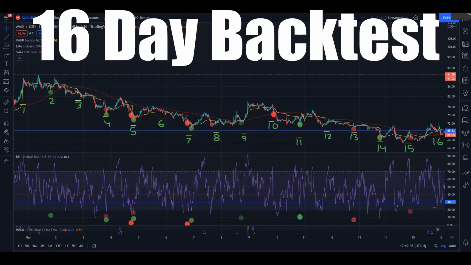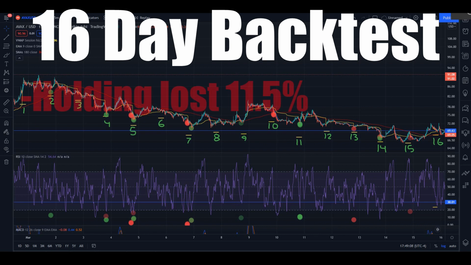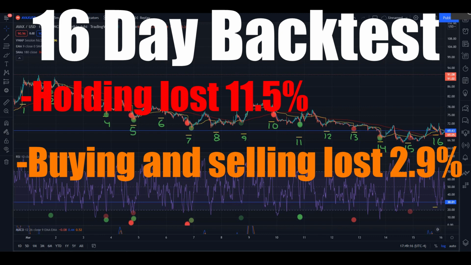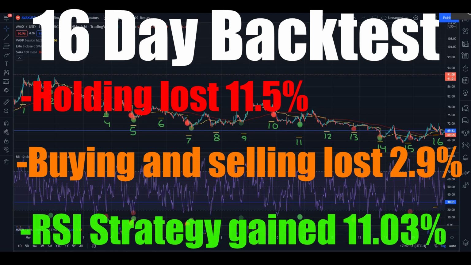Over the 16-day time frame, you would be down over 11.5% if you had just bought and held over that time. If you had bought at 5 p.m. and sold at 10 p.m. on the trading time frame we had set, you'd actually only be down 2.9%. Using this strategy in a back test, which isn't perfect, it's going to be a little bit different. You're probably going to see a little bit less than this actual number, but the back test came out to a little over 11% in profit. So remember guys, your results could be different, and in real time this strategy may not work for you.